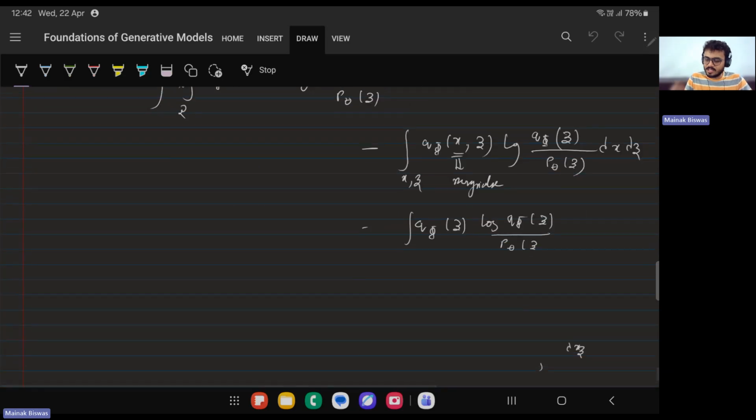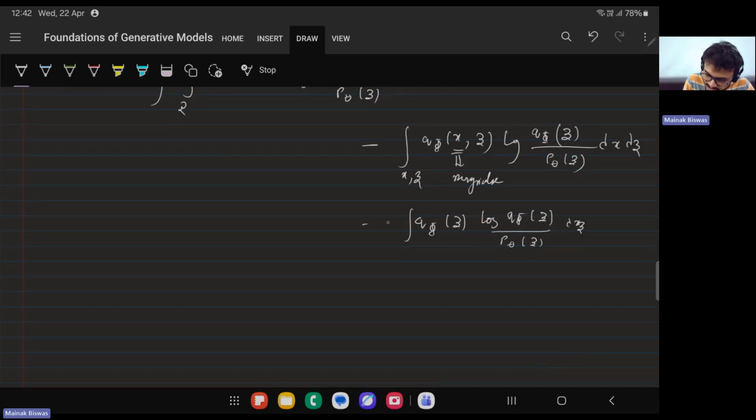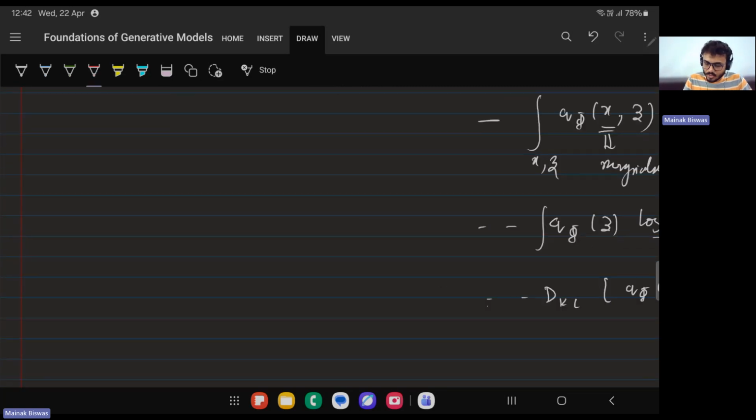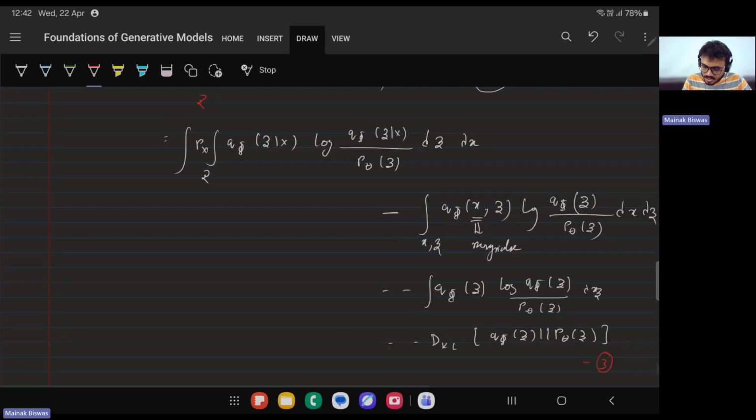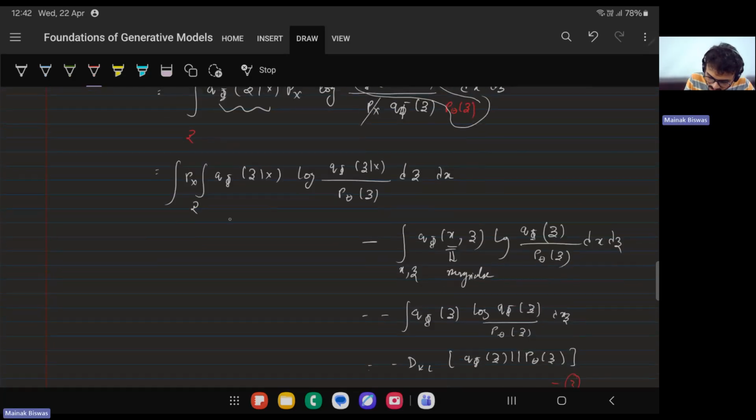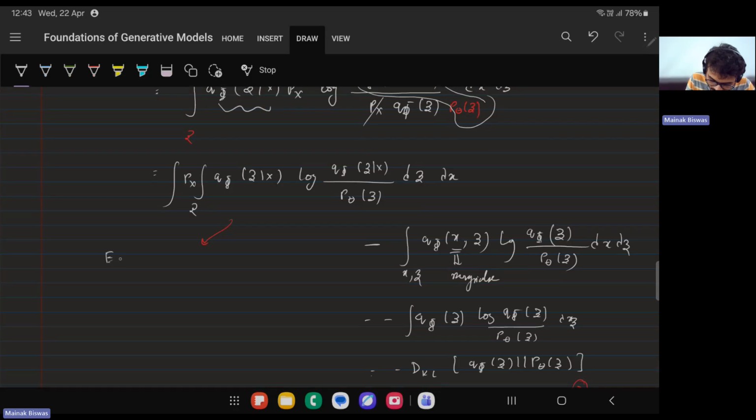Now again, as soon as you see that, you will tell me, okay, I can clearly see that this is the negative of the KL divergence of q phi of z and p theta of z. So clearly I have got term 3. This is our weight of term 3. And this term, clearly again, you can see you have an expectation over p of x, and this term is a KL divergence between q phi of z given x and p theta of z. Right? This is term 2.